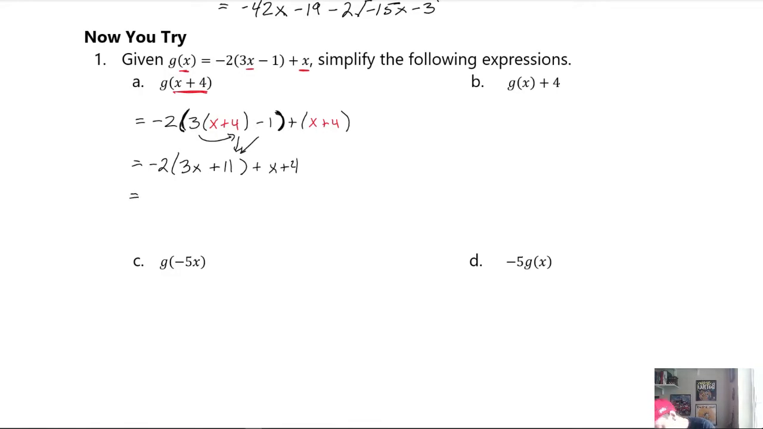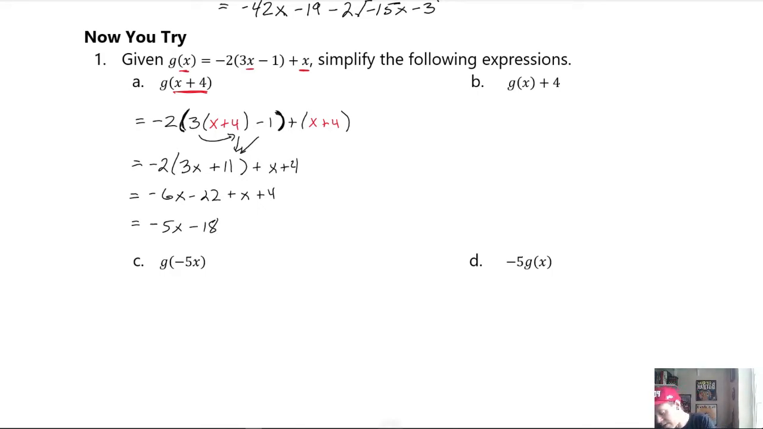Now we'll distribute the negative 2 across. So I'll get negative 6x minus 22 plus x plus 4. And then combine like terms. Honestly, if you want to challenge yourself, you could try and skip that step I just wrote. And we could get negative 5x minus 18.